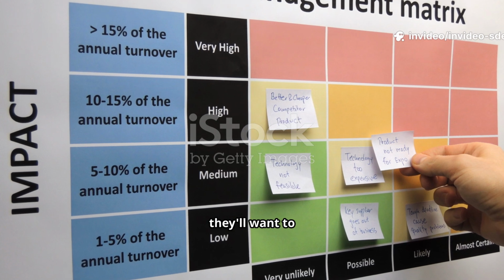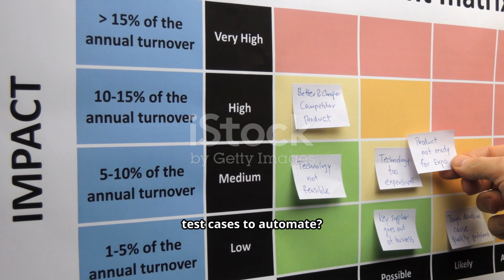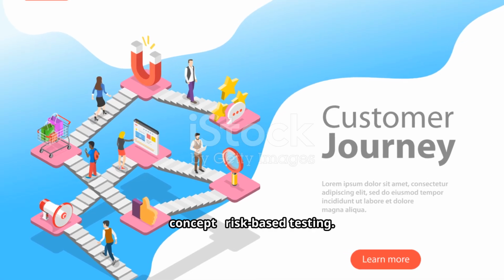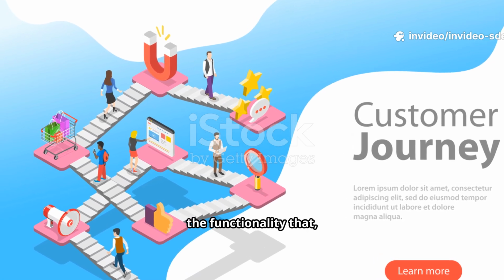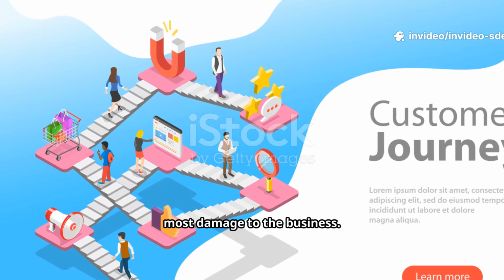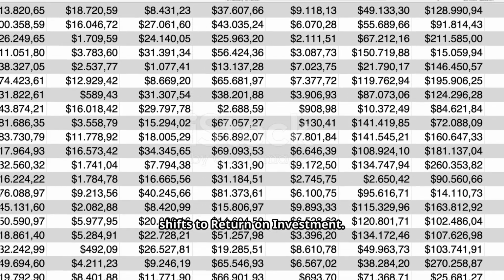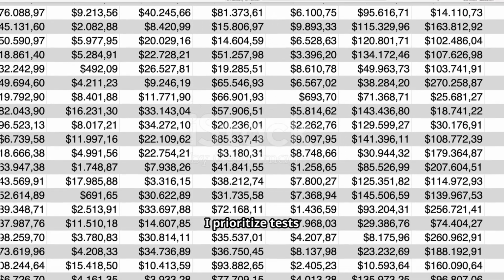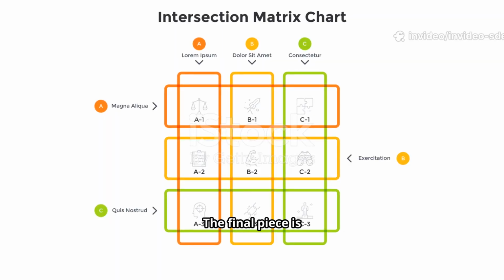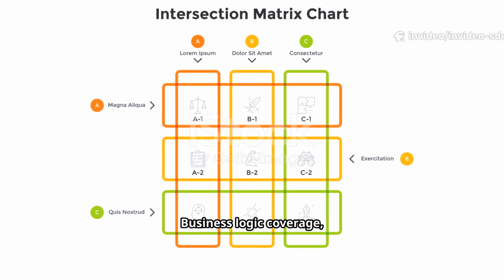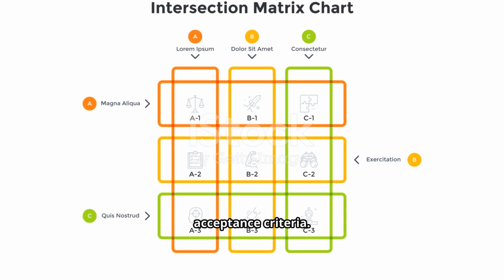At some point, they'll want to know how you think strategically. So they'll ask, how do you prioritize which test cases to automate? My answer always starts with one key concept: risk-based testing. The highest priority for automation should be the functionality that, if it were to break, would cause the most damage to the business. After covering the critical paths, the conversation shifts to return on investment. I prioritize tests that are tedious, repetitive, and time-consuming to perform manually. The final piece is coverage, but not just code coverage. Business logic coverage, requirements coverage. I work closely with product managers to understand acceptance criteria.